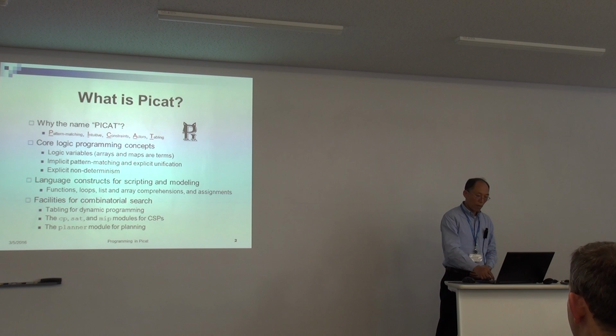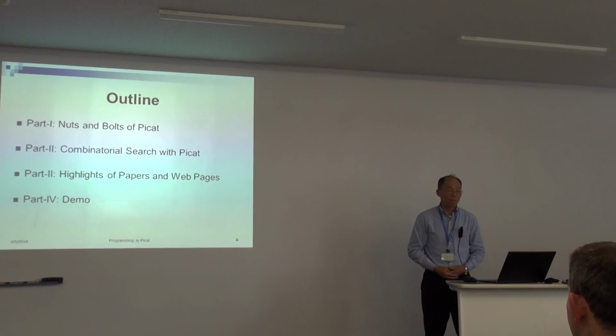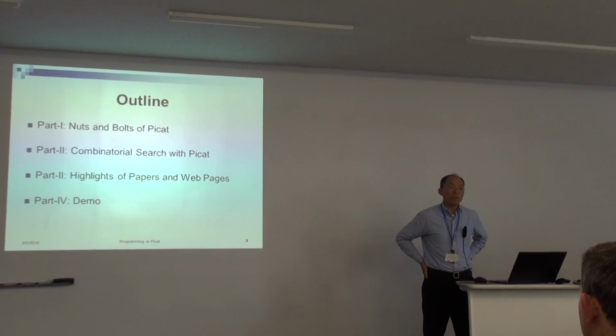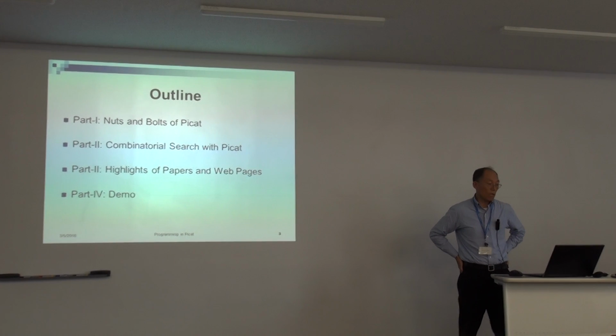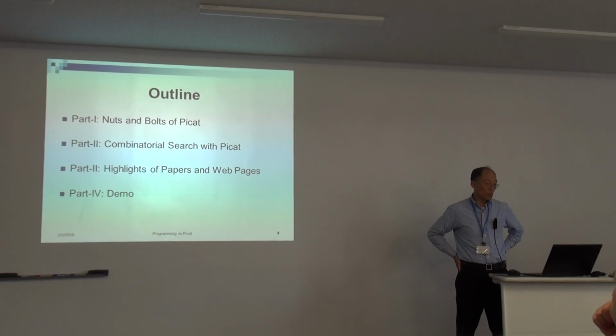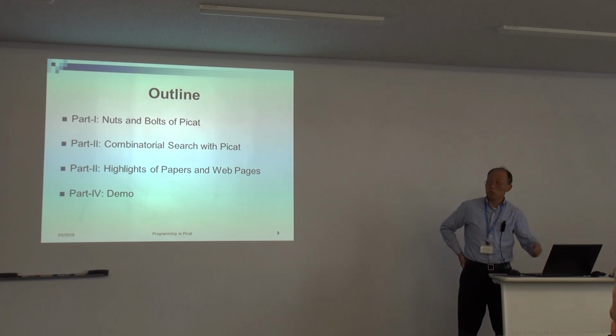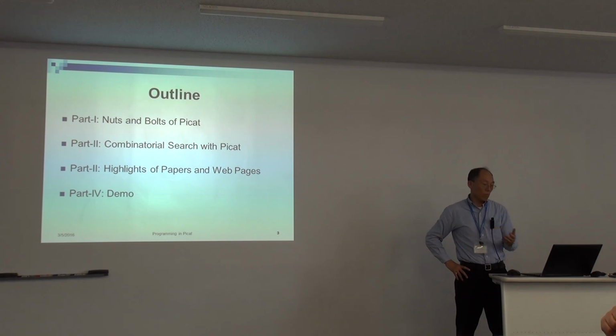Okay, this is the outline of the tutorial. So it is made up of 4 parts. The first is on the basics, the nuts and bolts of the language. The second part is on combinatorial search facilities. And the third part, it's a typo. I will present the highlights of papers.